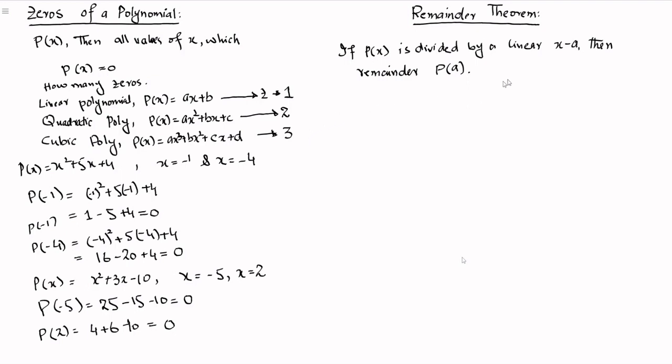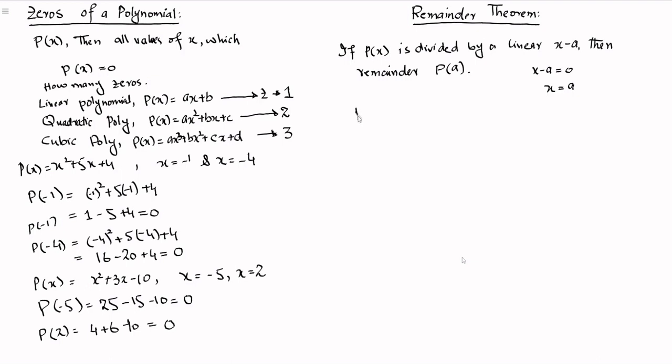Let's say we have a polynomial p of x that is divided by a linear polynomial x minus a. Then the remainder of that polynomial p of x will be p of a, which means that the divisor x minus a, when equated to 0, will give the value x is equal to a. Now insert a in that polynomial and the resulting value will be the remainder of that polynomial.